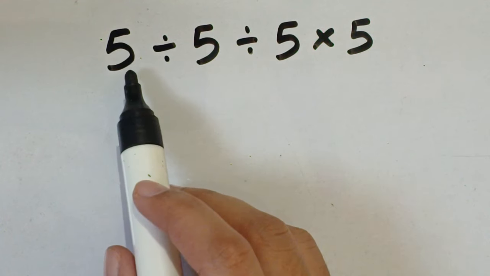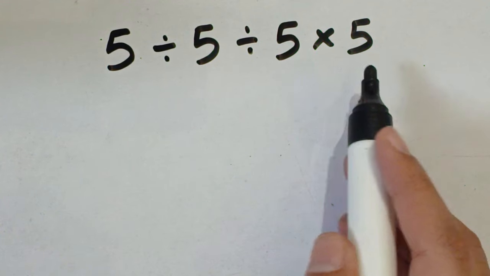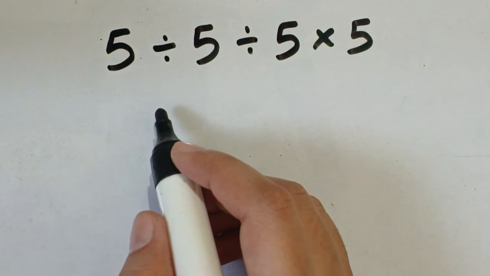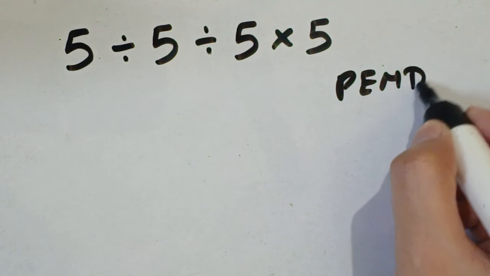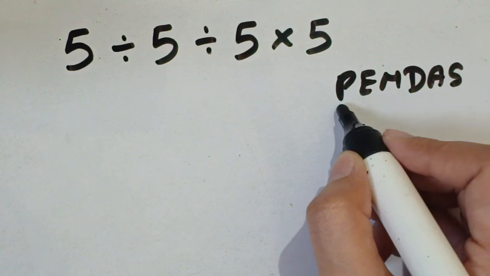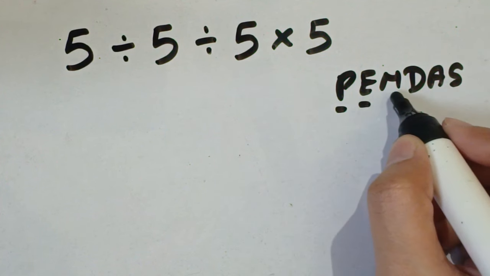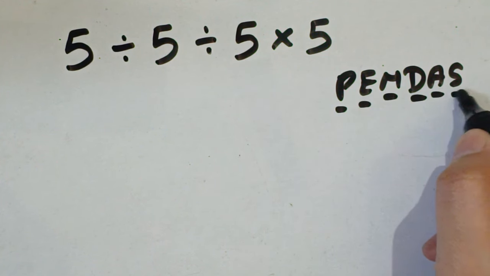Hello everyone, let's find the value for this expression. So according to order of operation, which is the PEMDAS rule, here P stands for parenthesis, E for exponent, then multiplication, division, addition, subtraction.